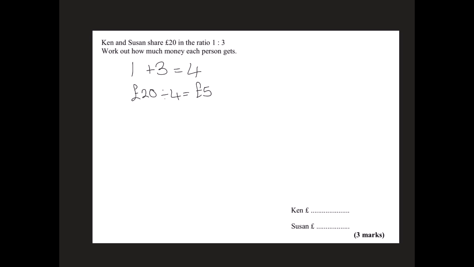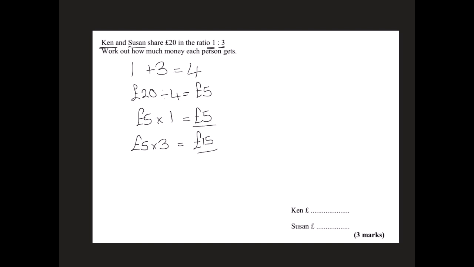So to work out what Ken gets, he's getting only 1 part. So Ken comes first in the question. So he's the first part of the ratio. So he will get just £5. So £5 times by 1 is simply £5. Susan, however, is getting 3 parts. So we need to take our £5 and multiply by 3. And 5 times 3 is 15.